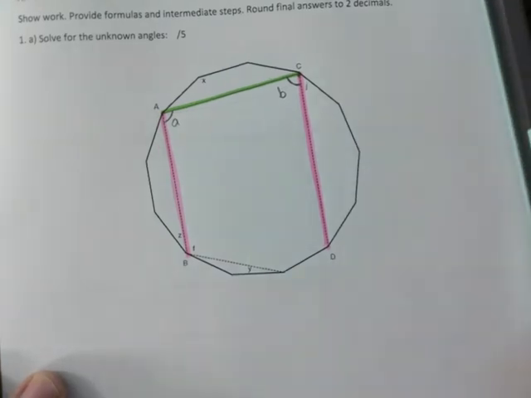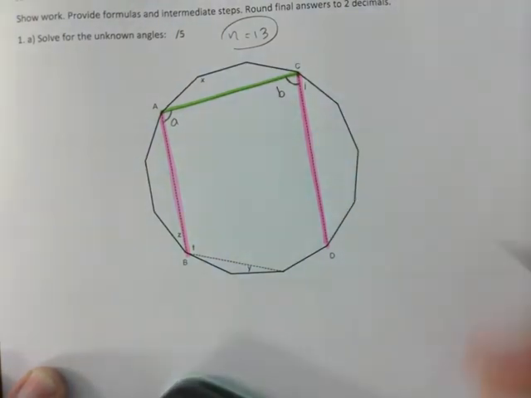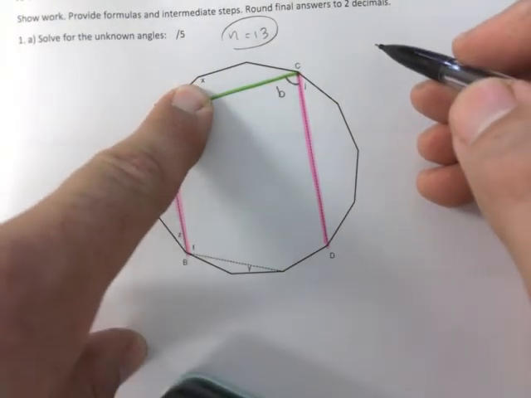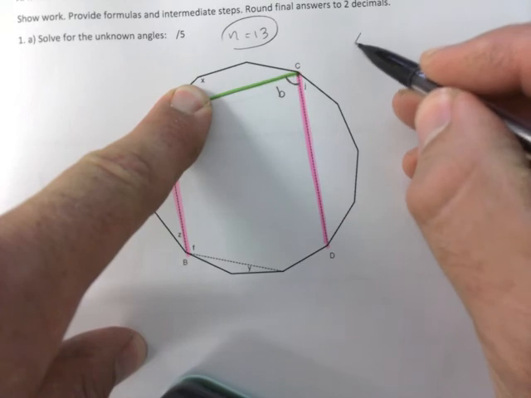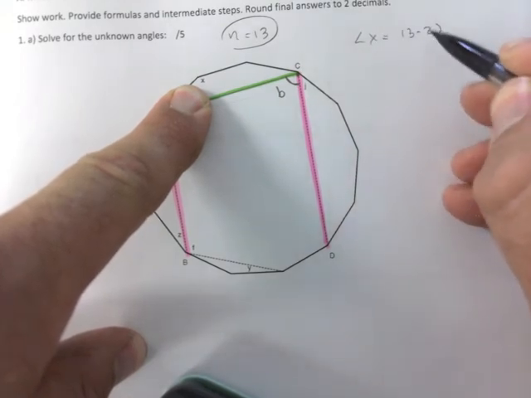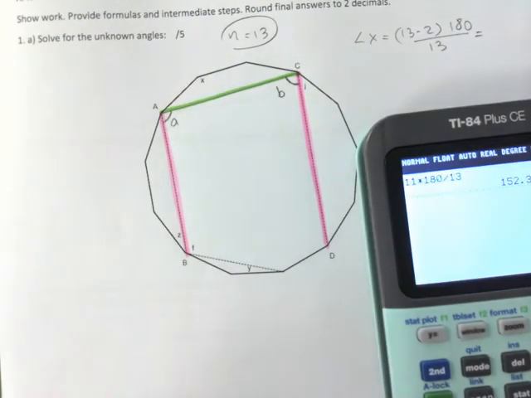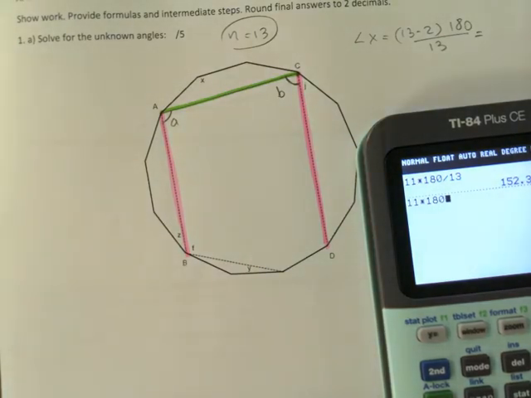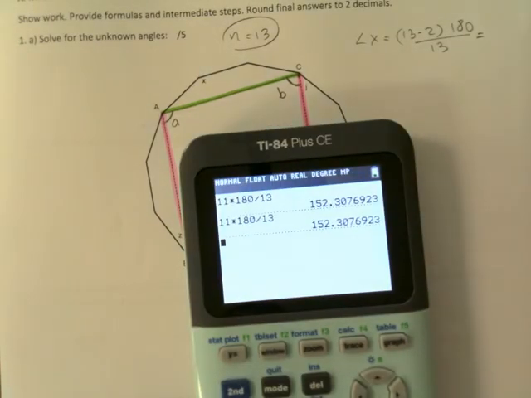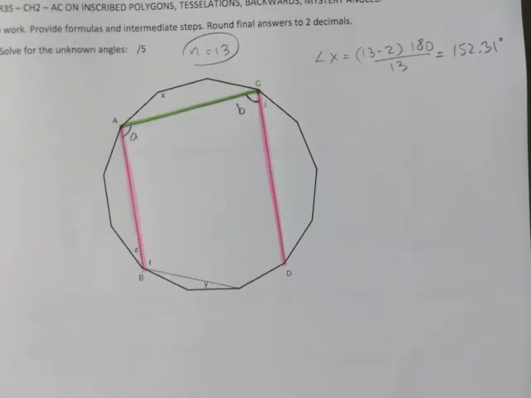All right, so we determined that n is equal to 13 here. X happens to be the interior angle. So to find x, I just need to go (n minus 2) times 180 divided by n. Okay, so 152.31. You get a mark for that if it's there, 152.31.